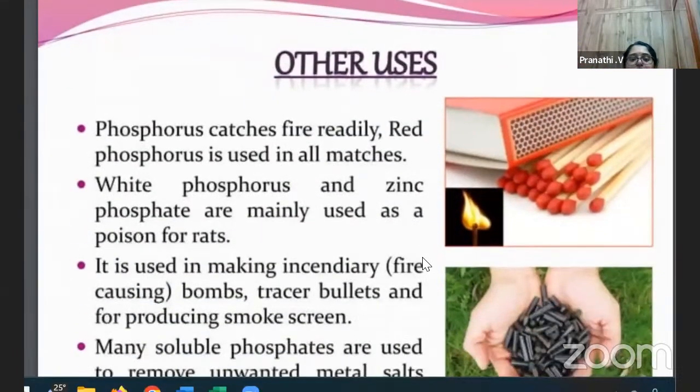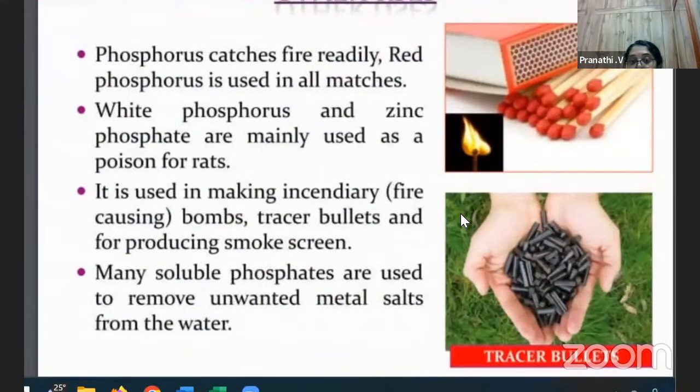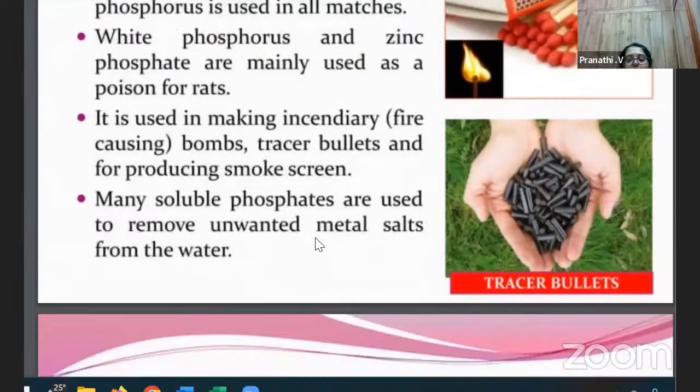What are the other different uses of phosphorus? It catches fire easily. So you use red phosphorus in matches. White phosphorus is used as poison for different kinds of rodents and in making different kinds of bombs and tracer bullets. Phosphorus is a part of our Diwali firecrackers because it catches fire easily, and different kinds of soluble phosphates are used to remove the metal salts from the water.